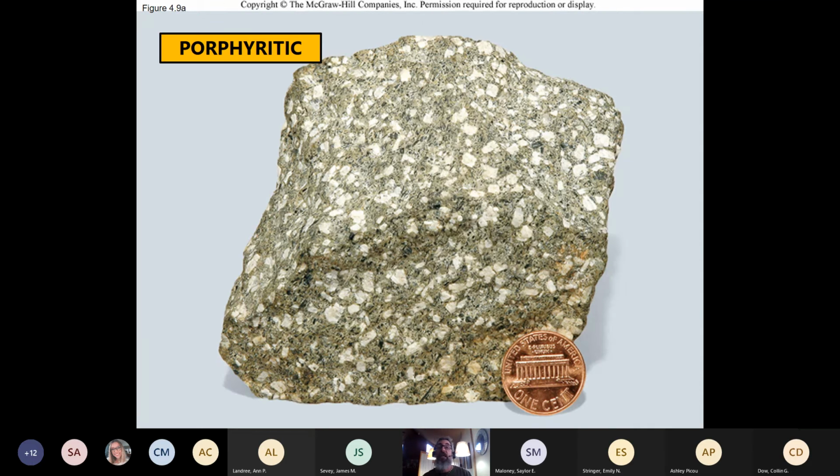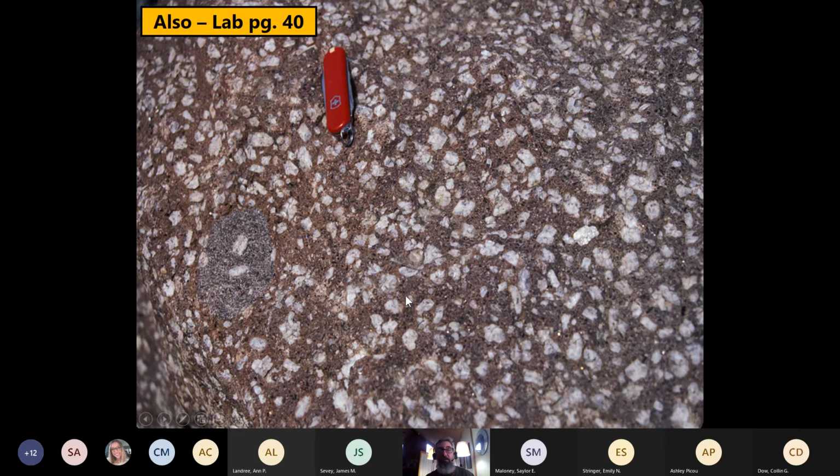Hey, here's a third texture. This texture is called porphyritic. It is where the rock has two distinct sizes to it, or I should say the grains are in two distinct sizes. In this one, we've got a lot of large white crystals in there, and then the background is a lot smaller material. This one's probably even better, where again, we've got large white crystals and then this pinkish or reddish background where we have trouble seeing individual grains because they're so small. Also a good example of a porphyritic texture, lab book page 40.